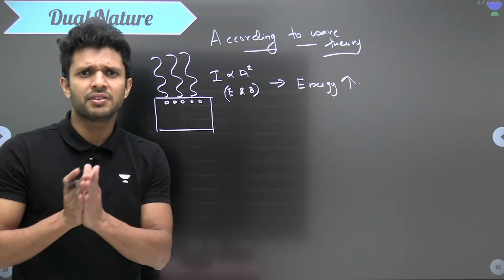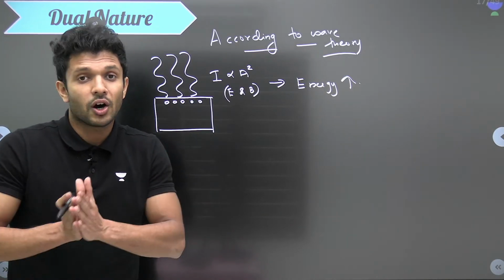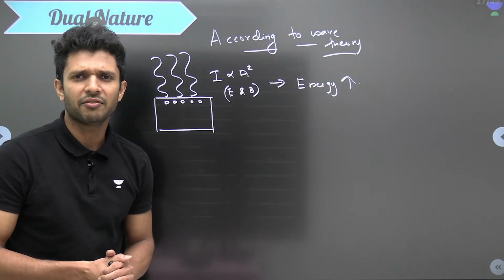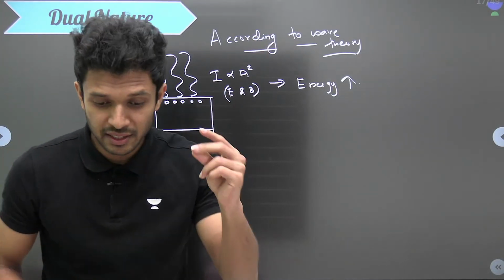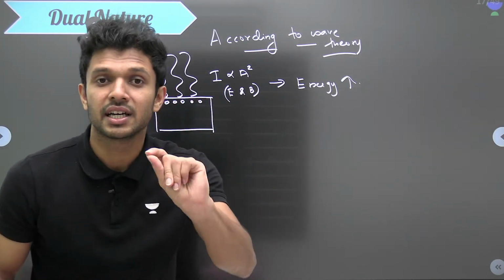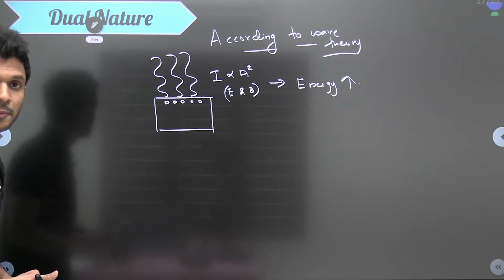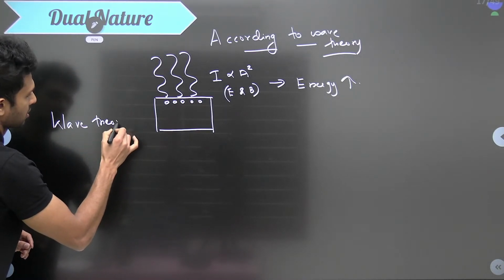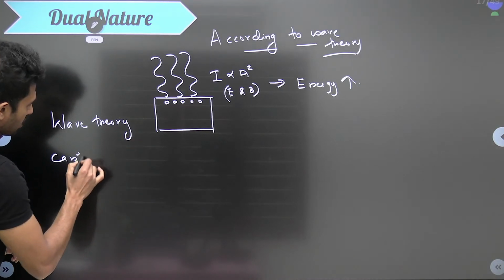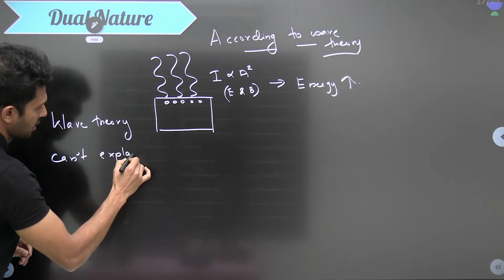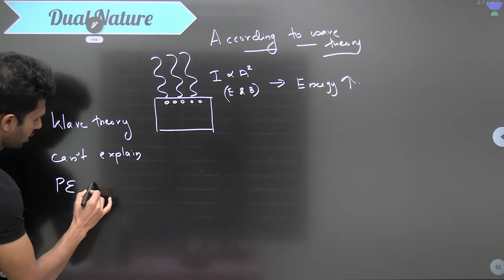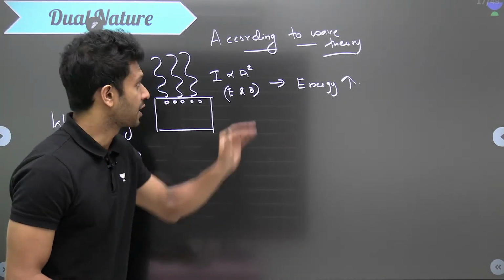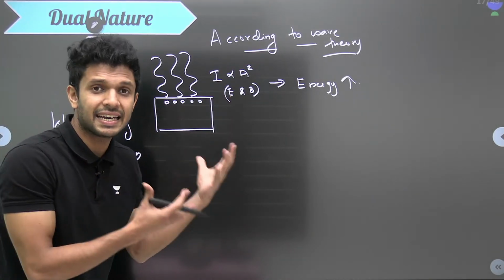So is wave theory the only theory existing, or can wave theory explain this photoelectric effect? Can wave theory explain the photoelectric effect? The simple answer is no. Once again, wave theory cannot explain the photoelectric effect. Why? According to wave theory, once again, okay, I'll write it.